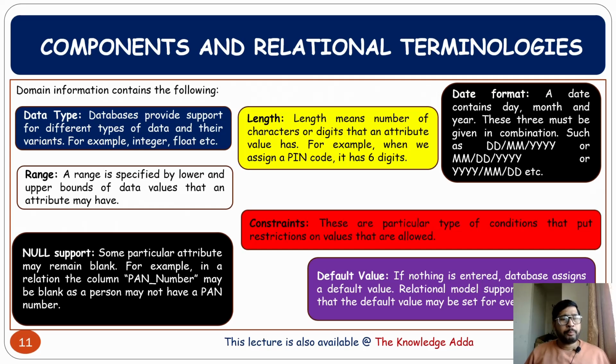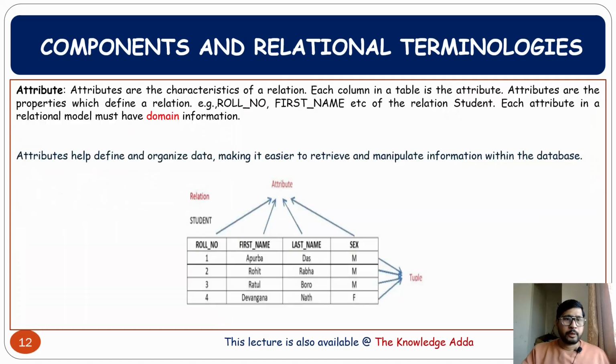And some particular attributes may remain blank. For example, in a column, PAN number may be blank as a person may not have a value. And the relational data model also supports default values. If nothing is entered, the database assigns a default value, and the relational model supports the facility that a default value may be set for every attribute.